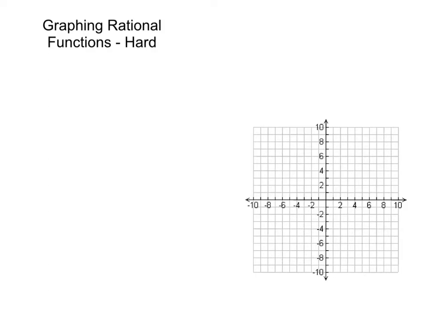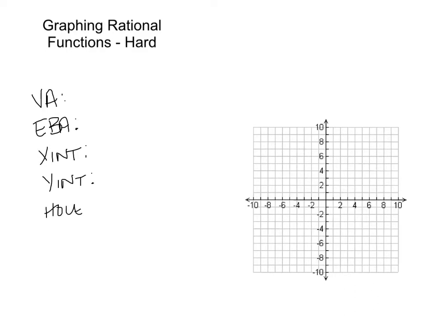Remember, what we're going to be doing for all of these rational graphs is we're going to be looking for the vertical asymptote, the end behavior asymptote, the x-intercepts, the y-intercepts, the holes, if there are any, and the domain and range.